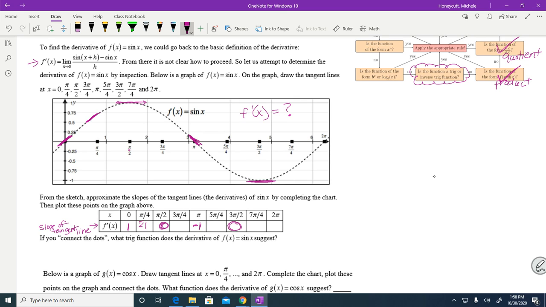And then at 3 pi over 4, it looks like it's negative, but not quite negative 1. Then at 5 pi over 4, it still looks kind of negative, but it's kind of flattening out, so still negative. And then at 7 pi over 4, the slope would be about, I don't know, a little bit less than, maybe 1/2. And then at 2 pi, the slope looks like it's 1.